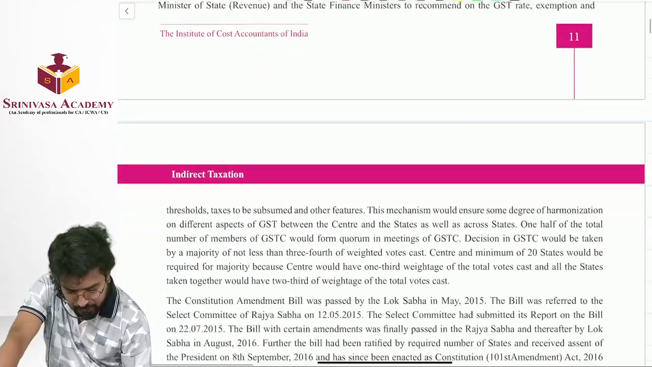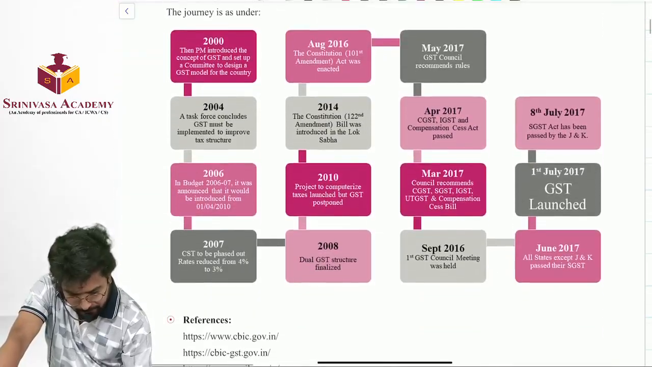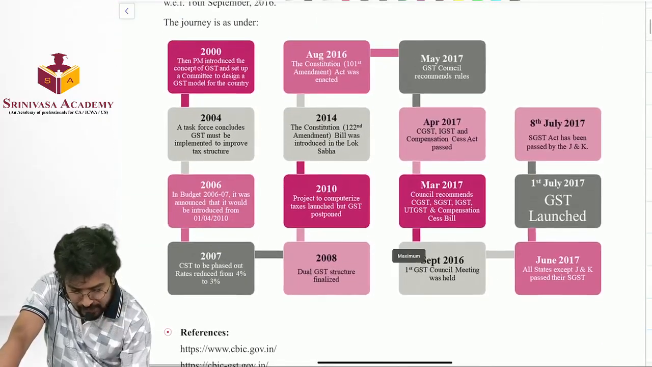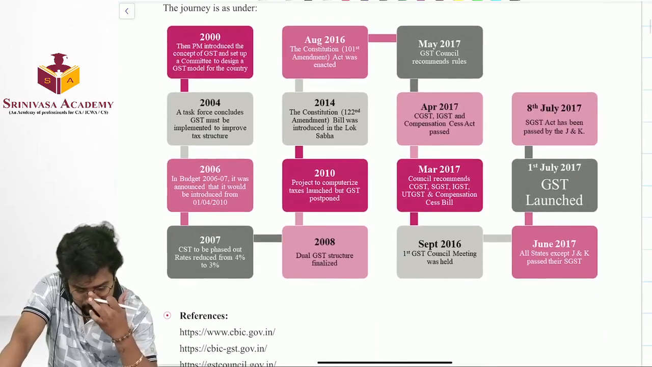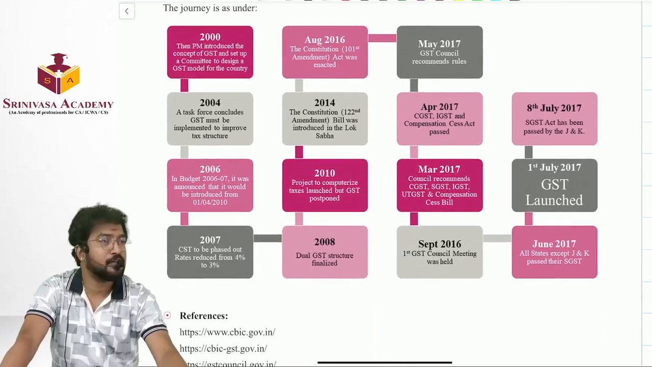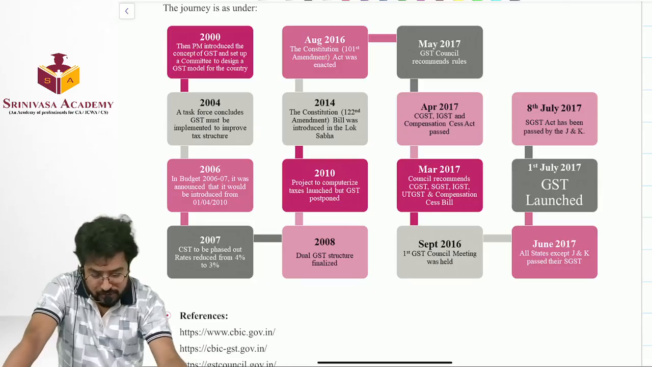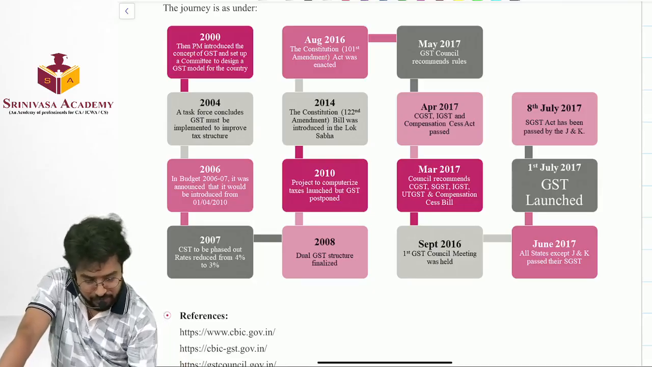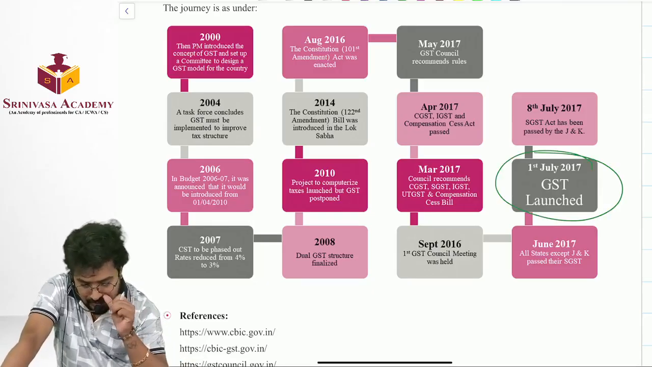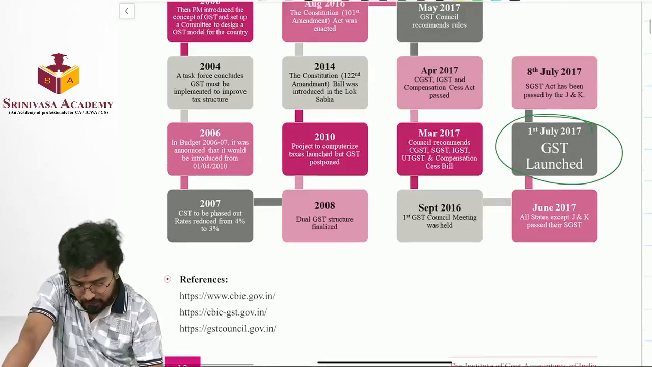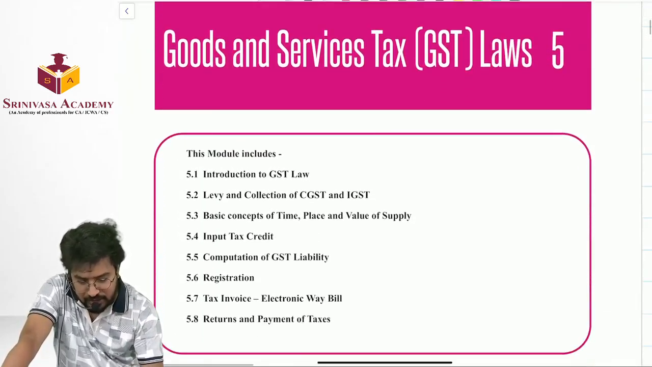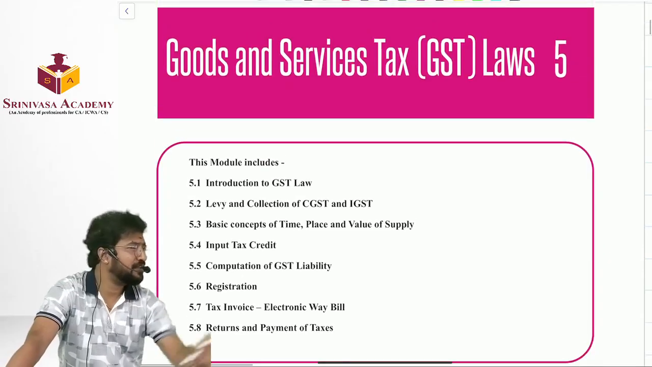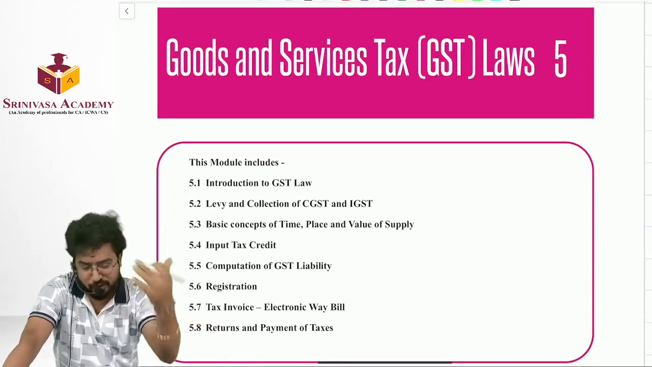Right. Remaining things they are fine. When GST was introduced in India? 1st July 2017. Okay, 1st July 2017 it was launched. Next, let us move on to the next one. Remaining things are not greatly relevant there. Let us move on to the next one.